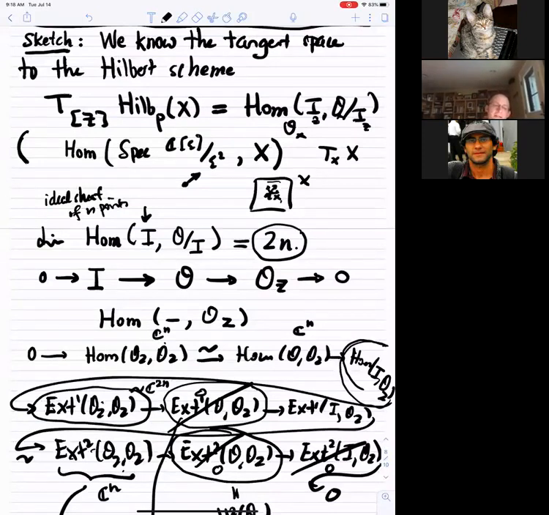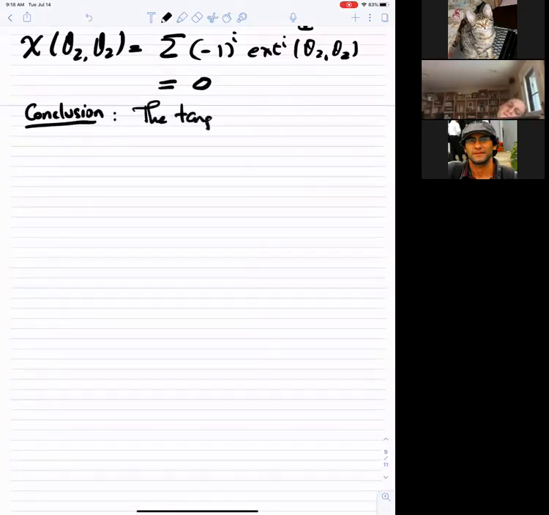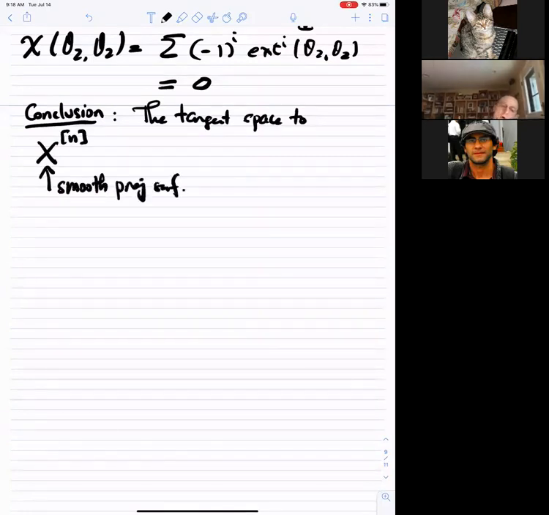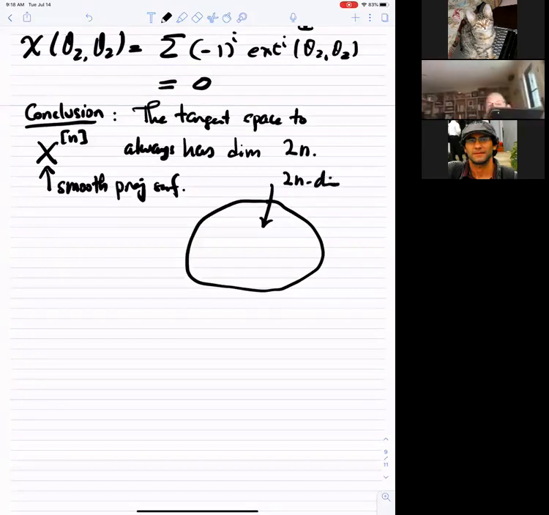But the key point here is the conclusion, so let me summarize it. The conclusion is that the tangent space to X^[n], here let me remind you, this is a smooth projective surface, always has dimension 2n. Okay, so now here is the picture. So you have the closure of the configuration space. This is a 2n dimensional thing, right? So to conclude that this scheme is smooth and irreducible, it suffices to say that it's connected.